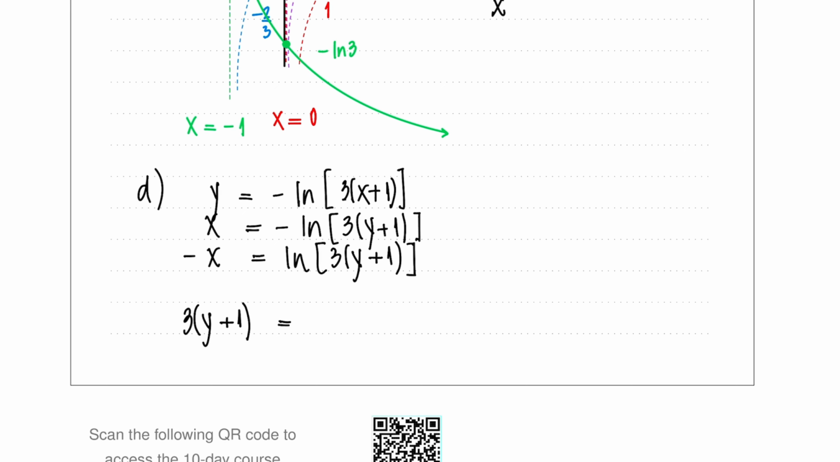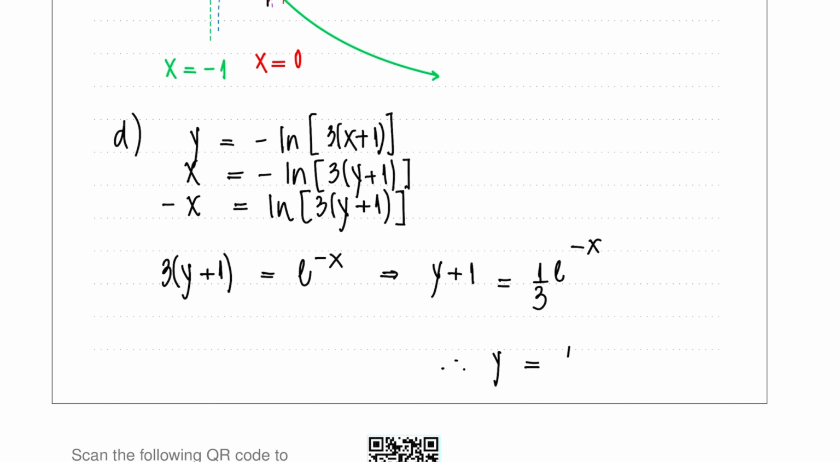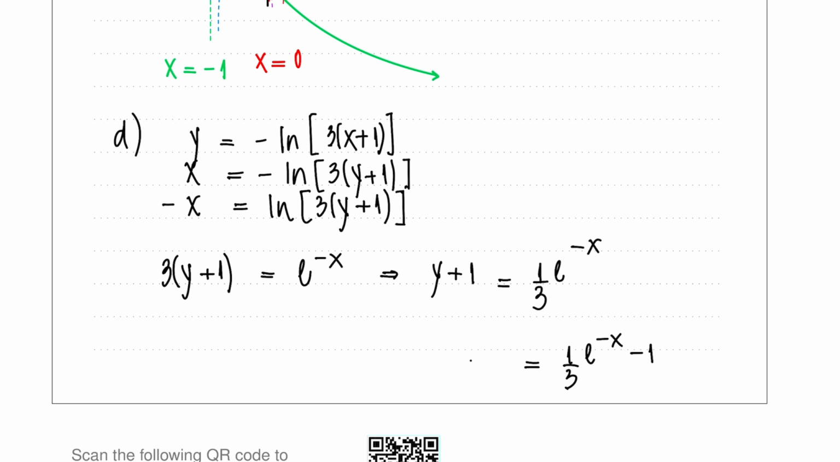Then applying the exponent and log property, the conversion, we have 3 times (y plus 1) equals e to the negative x, which means that y plus 1 is equal to 1/3 of e to the negative x. Therefore, y equals 1/3 e to the negative x minus 1. However, we should write the inverse function with f -1 of x. Therefore, the final answer for this exercise is f -1 of x equals 1/3 e to the negative x minus 1.